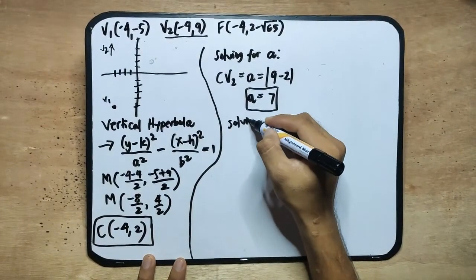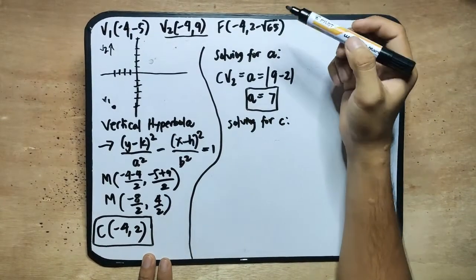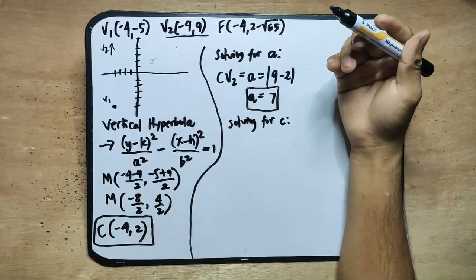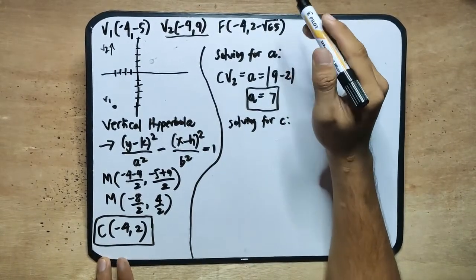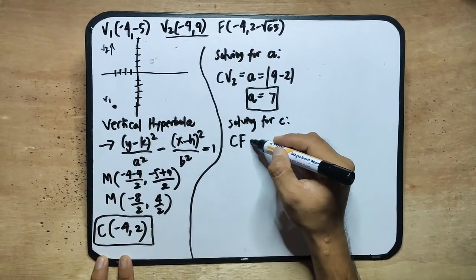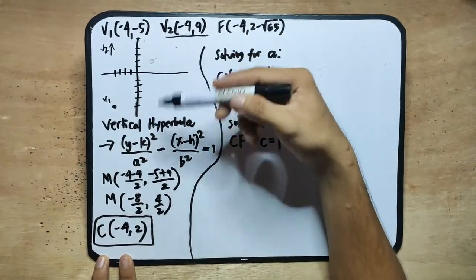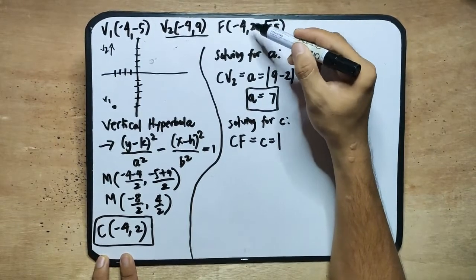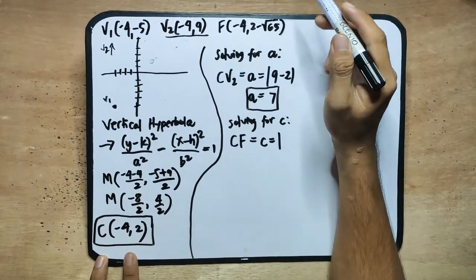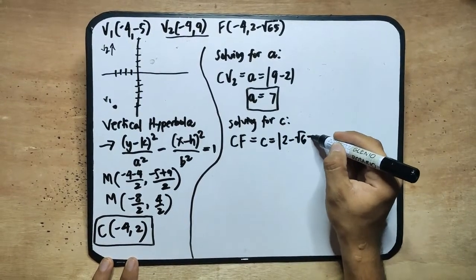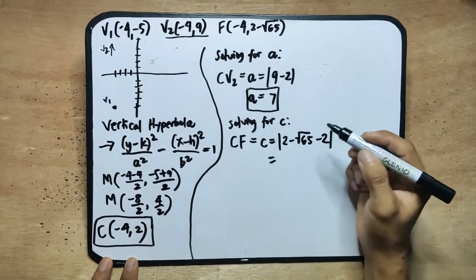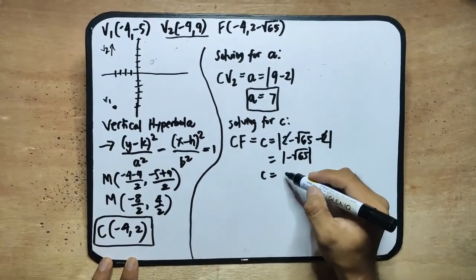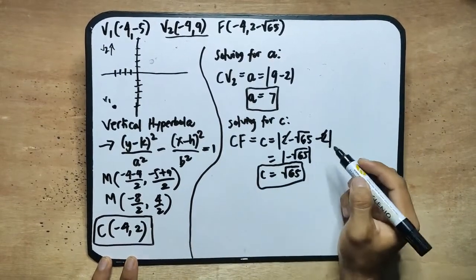Next, solving for c, we can solve for c because the center and one focus are given. We know that c is the distance between the center and any of the foci. Since the center and the given focus are also vertically aligned, we get the absolute value of the difference of the coordinates that are not the same. So that is 2 minus √65, then minus 2. The 2s cancel out. The absolute value of negative √65 is √65. So this is our value of c.